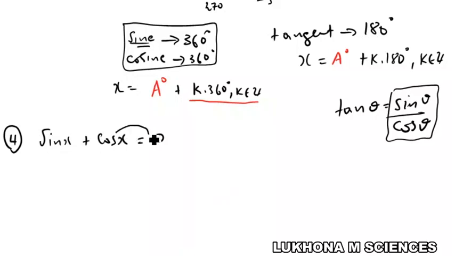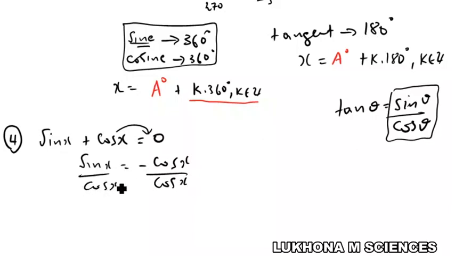Meaning that we can transpose one of the two. Now let's transpose cos. We have sine x equal to minus cos x. Then we can divide by cos, because when you divide sine by cos, you get tan. So let's divide by cos x on both sides. This and that cancel. Then we get tan x equal to -1.